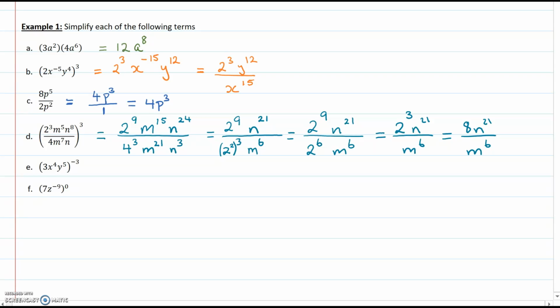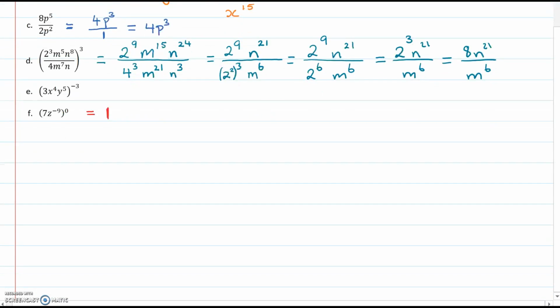Okay, E and F. I'm going to do F first, because it's going to require less space. Okay, and in F you have some expression all to the power of 0. So the 0 applies to everything in there, and that means we're going to have 1. Right. There's an assumption been made here that z is not equal to 0. Okay, but let's not worry too much about that. Let's go back and look at E.